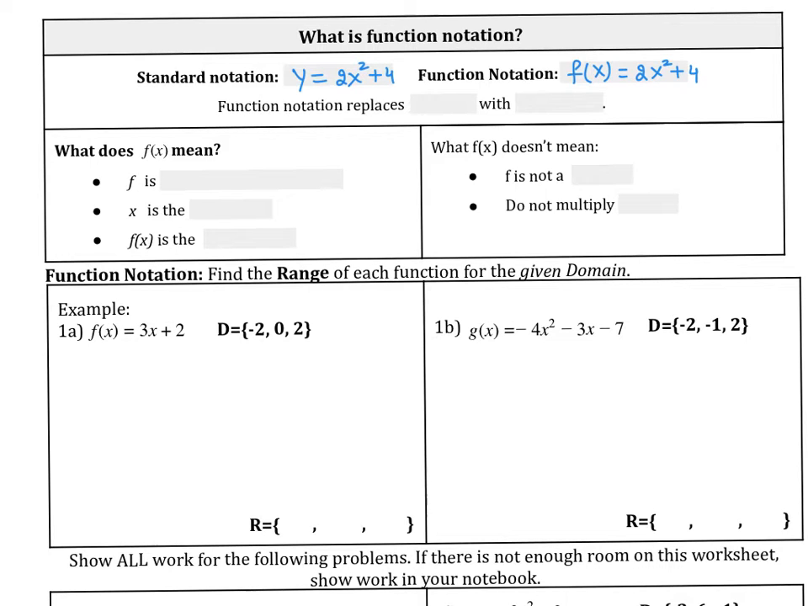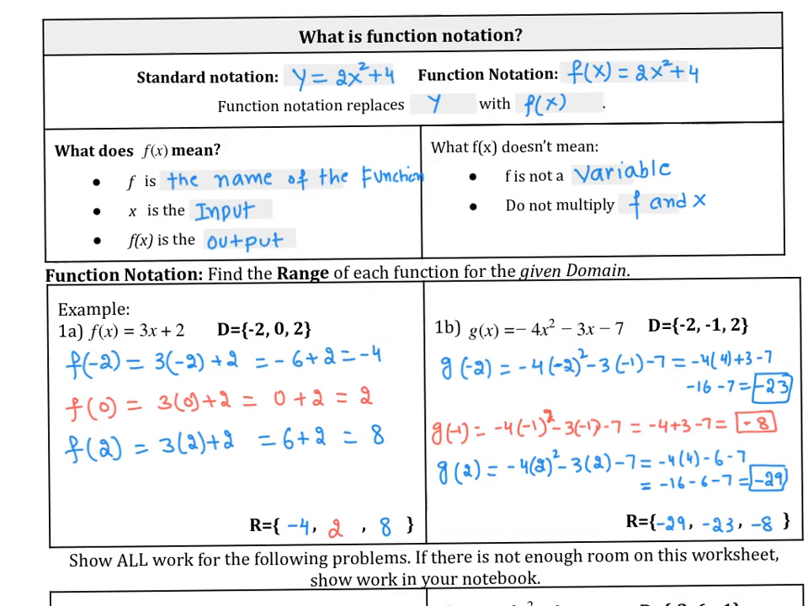Chapter 2.0 Review: Function Notations and Domain and Range. What is function notation? Standard notation is y equals 2x squared plus 4. If this is written as y equals, then it's called standard notation. If it is written as f(x) equals 2x squared plus 4, then it's called function notation.